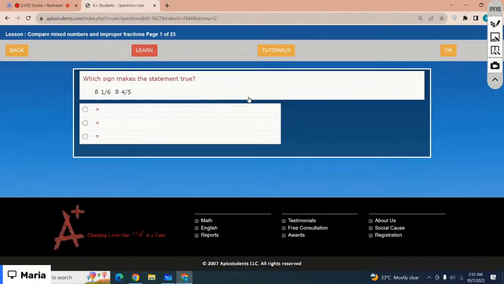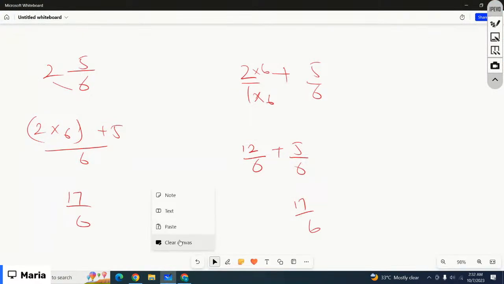So you can compare their whole numbers. They both have exactly equal whole numbers. Then you can compare their fractional parts, 1 over 6 and 4 over 5. You can compare them by making their denominators the same. For them, the common denominator is 30. Make their denominators 30, right?